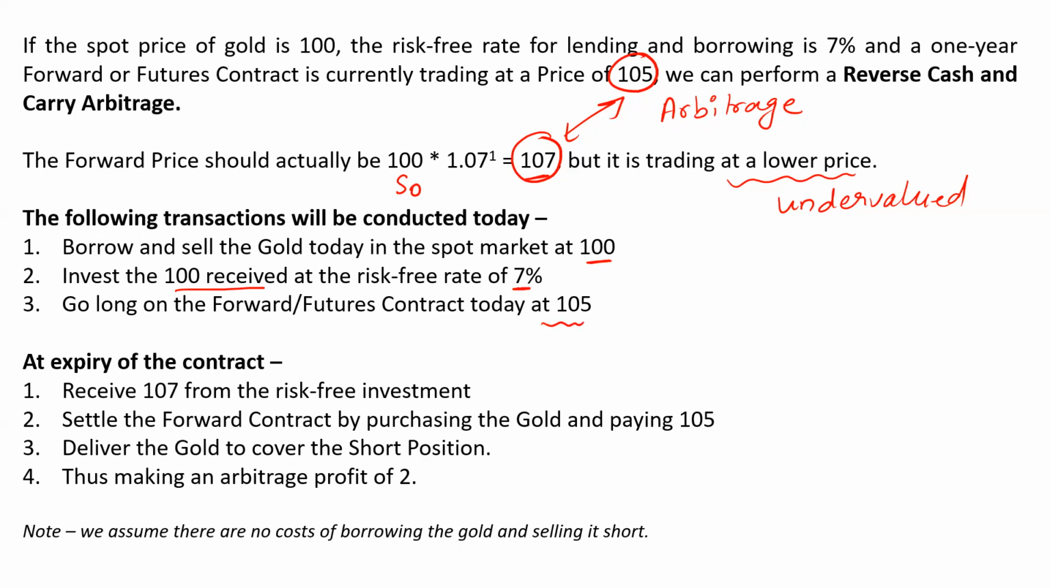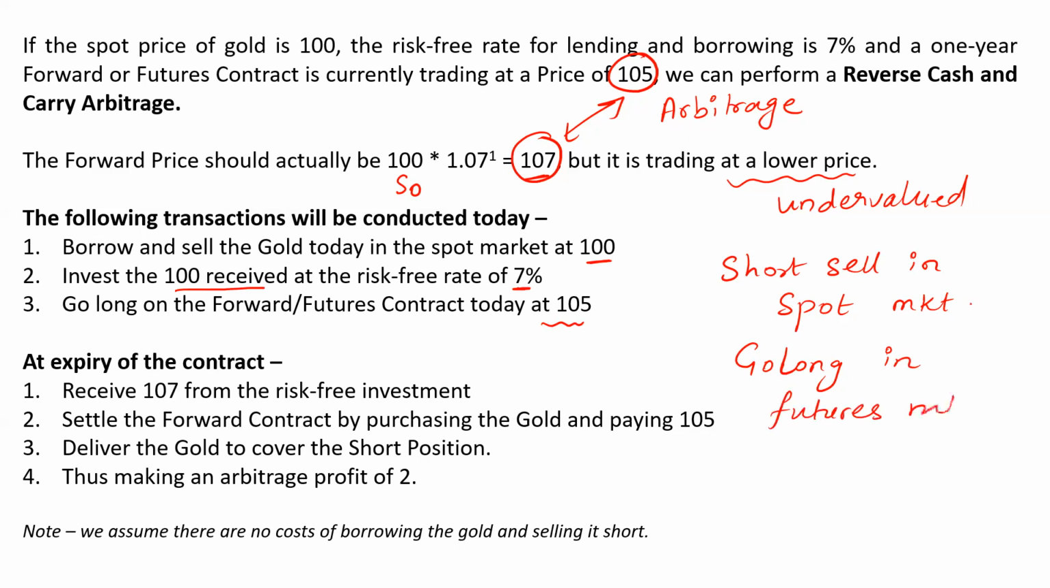So what we are going to do over here is we are short selling in the spot market and then we are going long in the futures market. This is known as reverse cash and carry arbitrage. You are short selling in the spot market and you are going long in the futures market. After 1 year, you are going to receive 107 from the risk-free investment.